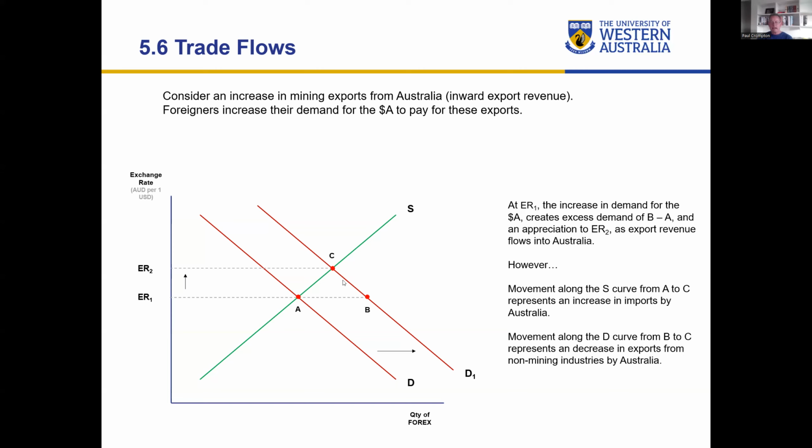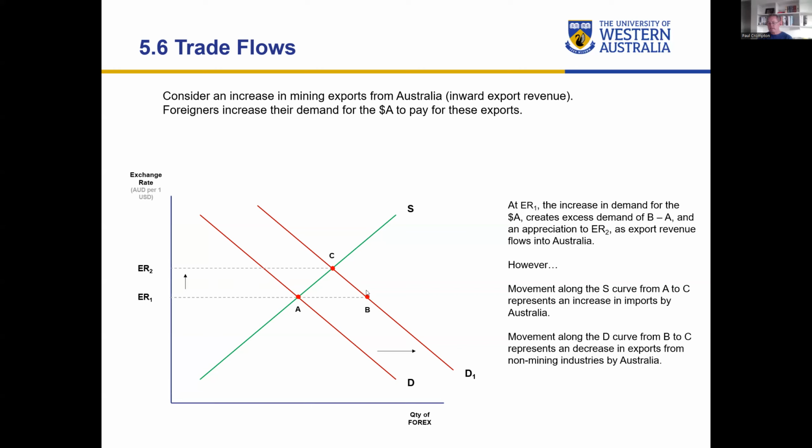And so the exchange rate goes up because of the mining boom. A to C is an increase in imports. That's you and me buying more foreign products. What is B to C? Well, B to C is foreigners reducing their demand for the Australian dollar because of the exchange rate appreciation. So when you move along the demand curve D1 from B to C, you move along that demand curve because the exchange rate's gone up. That's the only time you move along a demand curve, when the exchange rate appreciates.